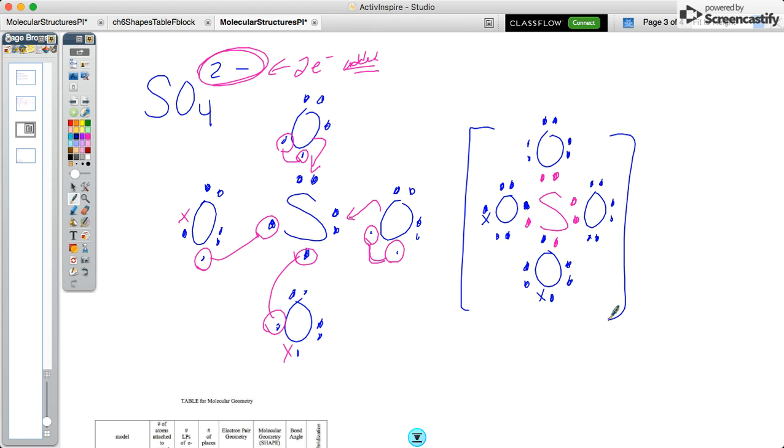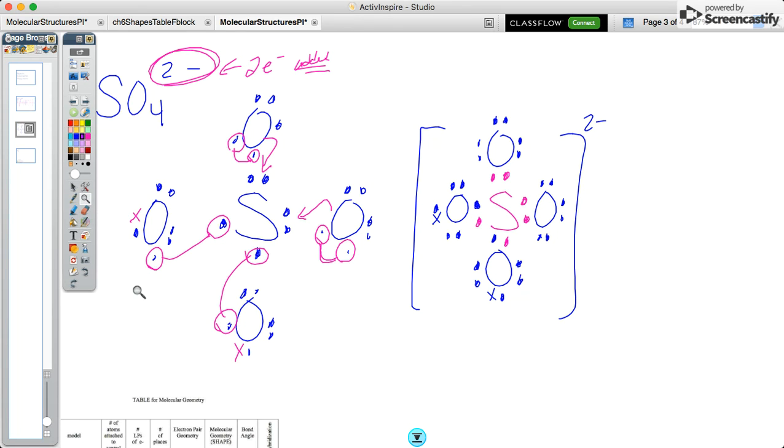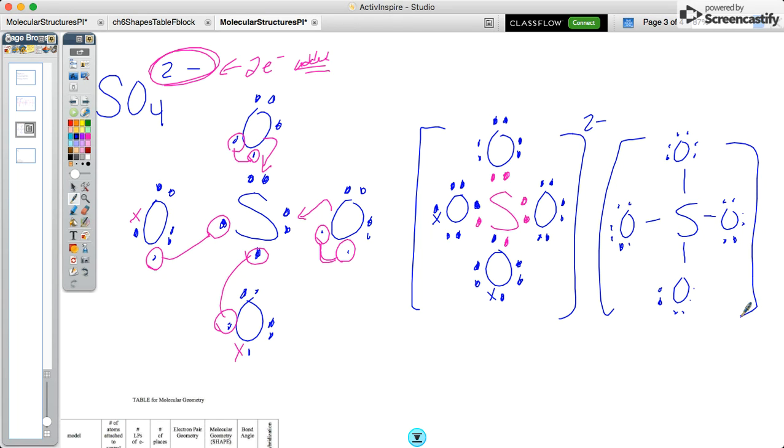Chemically speaking, just like we saw with the NH4 plus, those bonds are identical. So what we really see is sulfur making 4 single bonds. I've got my 4 oxygens all with 3 lone pairs. Make sure you're showing all of your lone pairs. Brackets and a 2- charge.